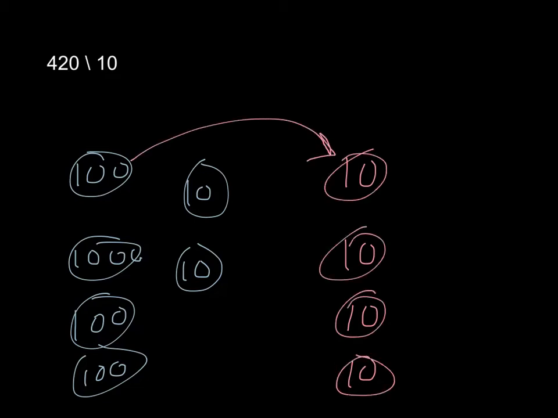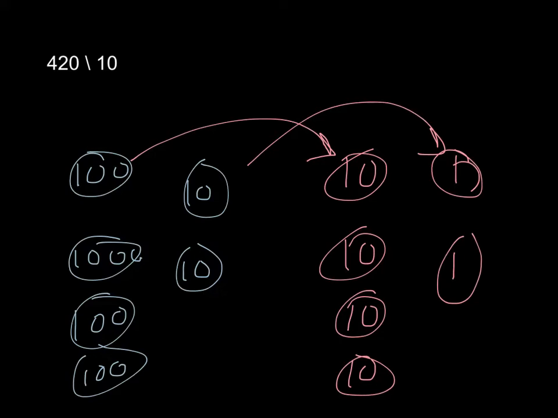And then we also know that 10 divided by 10 is 1, and that happens twice. So if we look at this, if we take our 100s divided by 10 and our 10s divided by 10, we have 10, 20, 30, 42 as our solution. So 420 divided by 10 is 42.